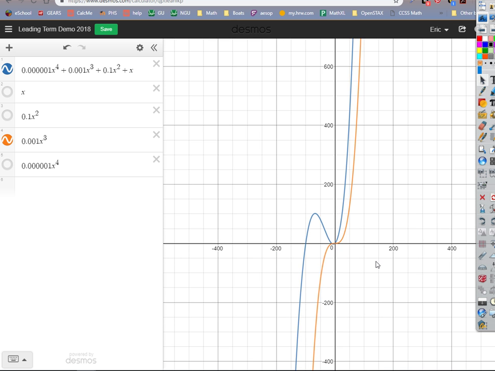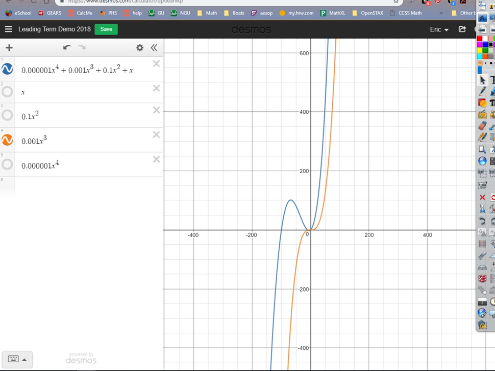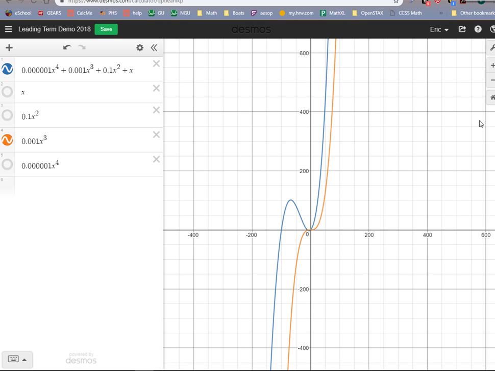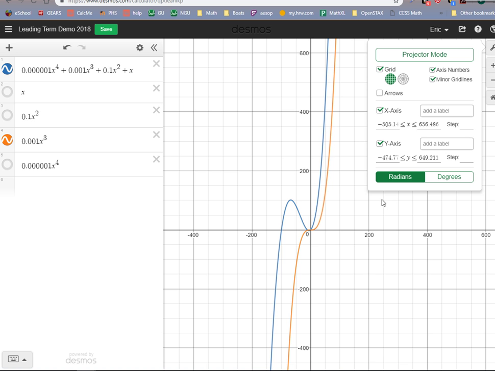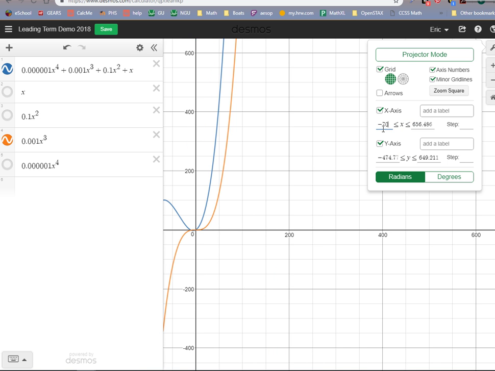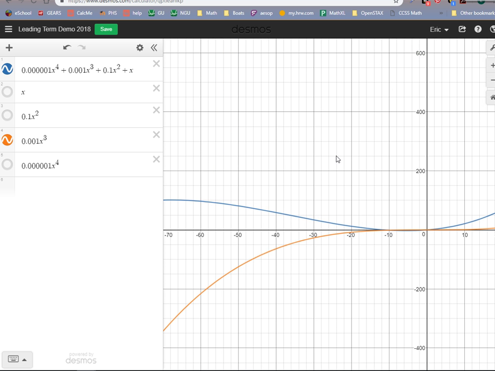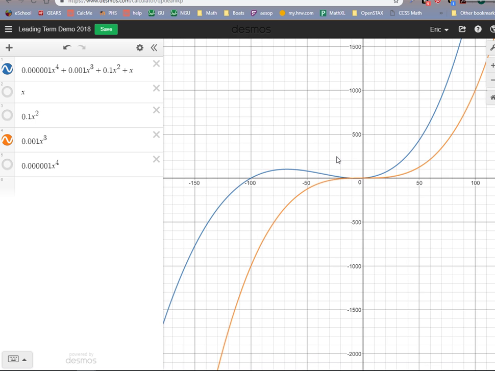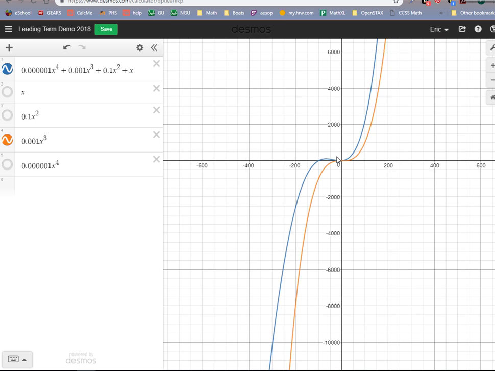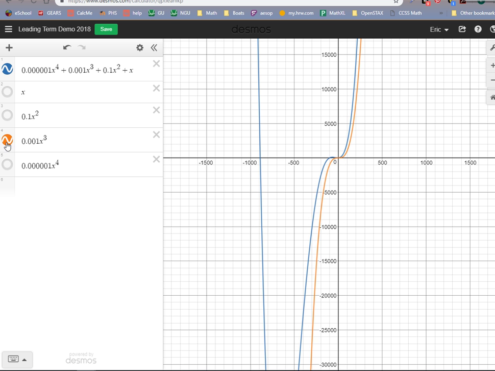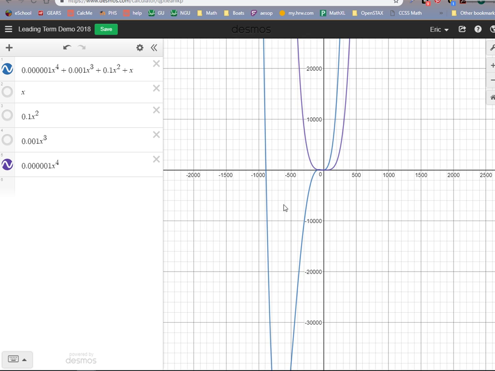At this point, I'm starting to get too shrunken up on the horizontal axis. So let me do something like this. How about, what's that about? 100 and... starting to look pretty cubic, right? Oh, not anymore. Now it's starting to look much more quartic, right?